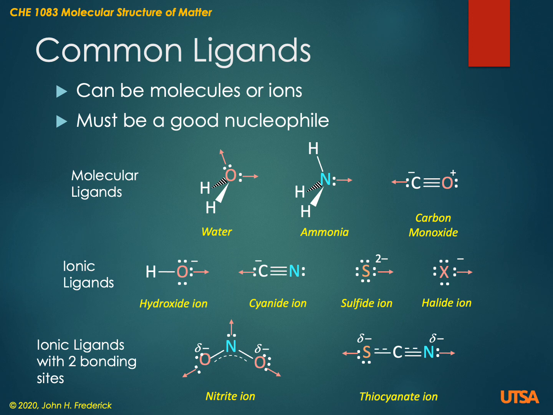But for the nitrite ion, it can attach to a metal either through the nitrogen, which is a good nucleophile, or through one of its 2 oxygens. Those are also both good nucleophiles. So there's a lot of flexibility there and a lot of variability that we can get.